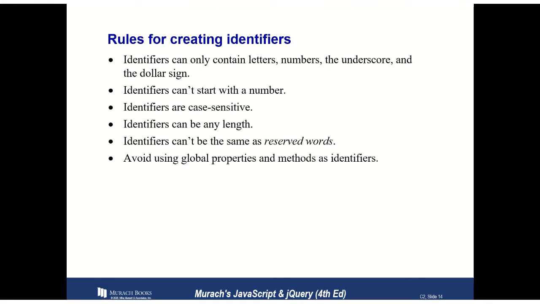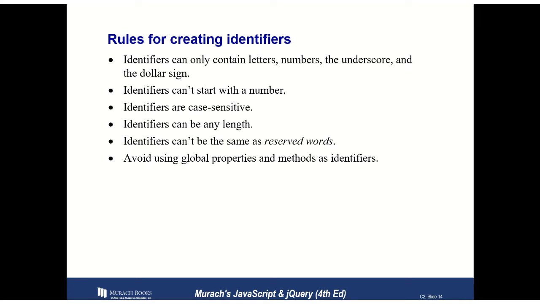So what are the rules to create the identifier for JavaScript? First of all, identifiers can only contain letters, numbers, underscore, and the dollar sign. So it cannot contain special characters, like exclamatory things like that. An identifier cannot start with a number. Identifiers are case sensitive. Identifiers can be of any length.